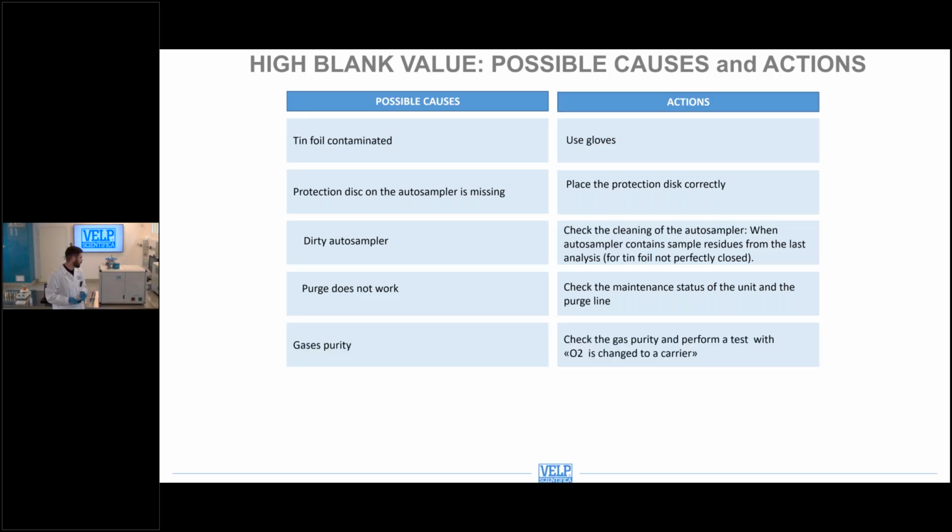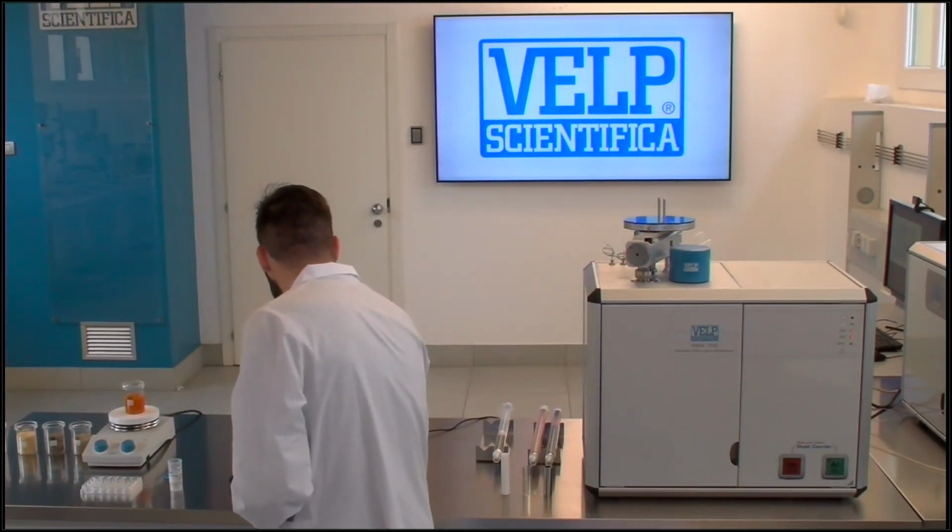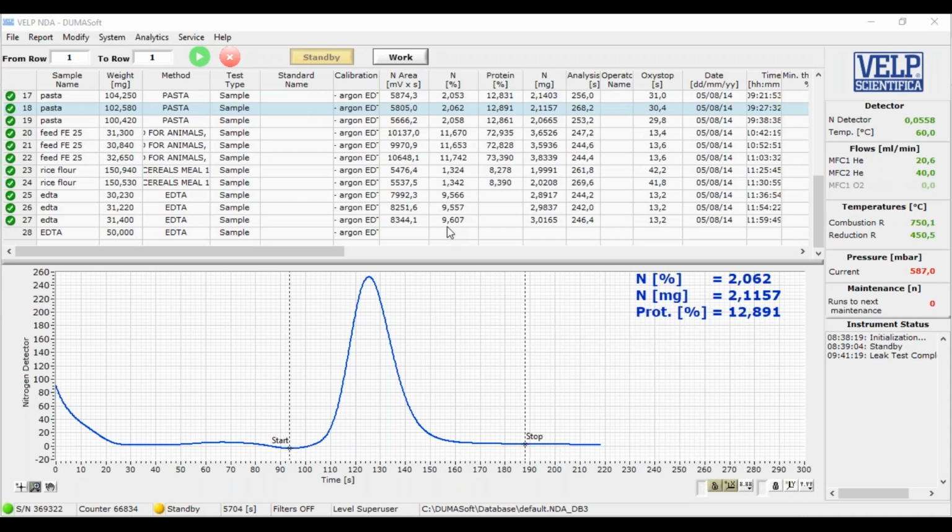Again, another cause could be that the gas purity is not correct. We recommend to use a carrier gas and oxygen gas that have a purity grade of 5.0. And you can check this on the DumaSoft thanks to the function oxygen is changed to carrier.